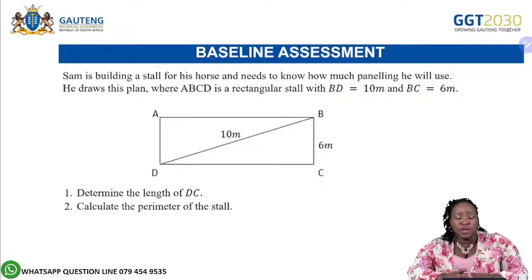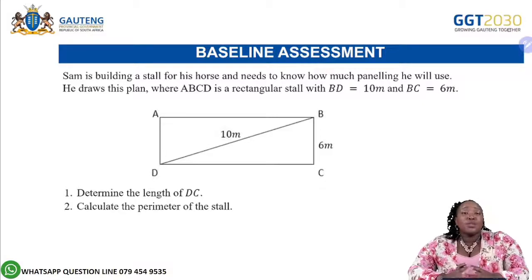The first question, you have to find the length of DC. And then the second question, we have to calculate the perimeter of the store. Very important that you actually start off by reading the whole text, okay? And then making sure you read it again and then trying to answer the question. Remember, we use the 3 R's: read, and read one more time.